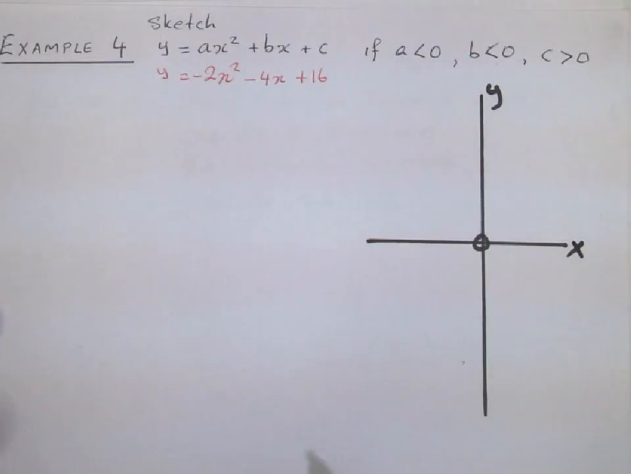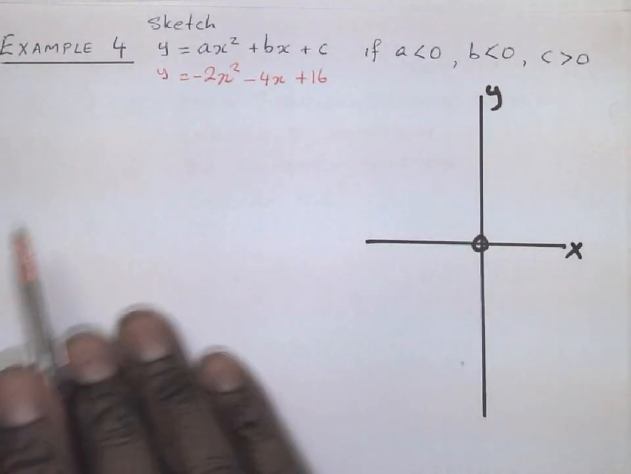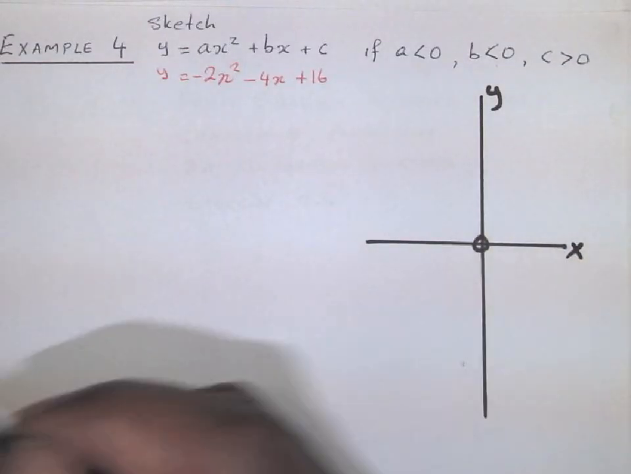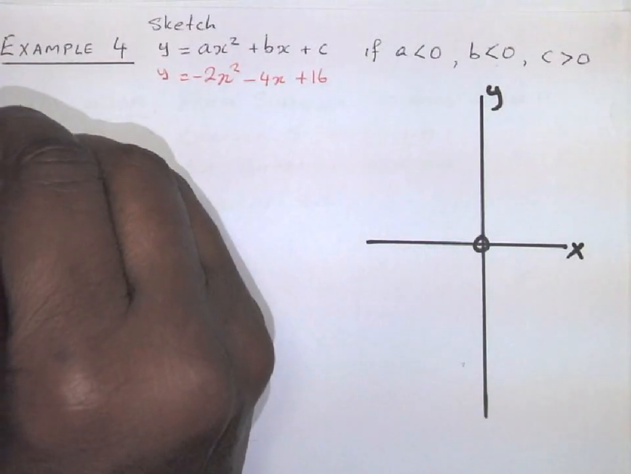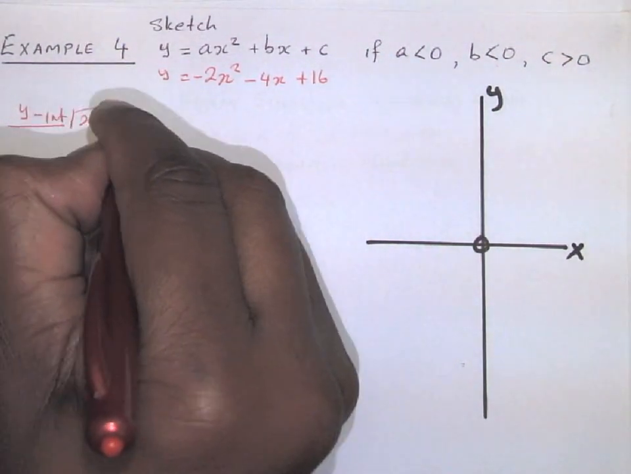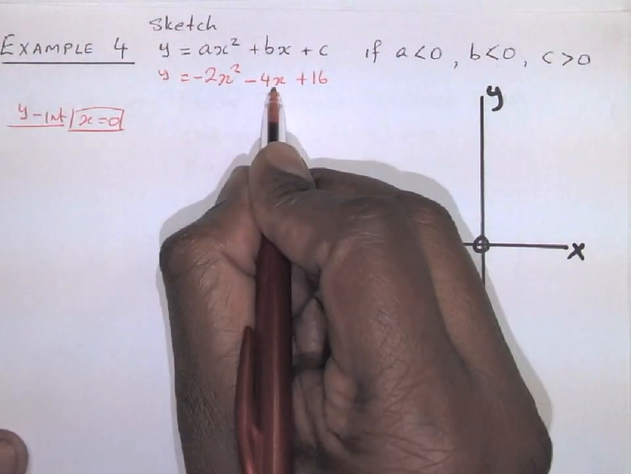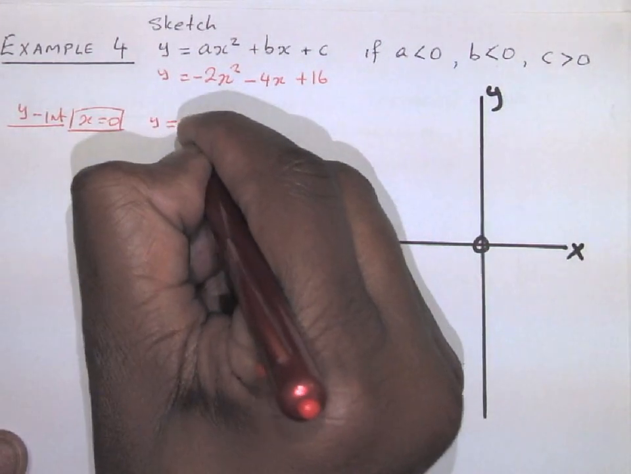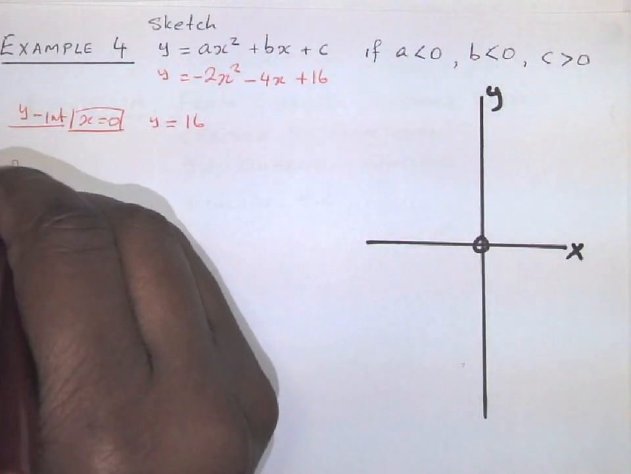So we can draw this graph because we know that when you draw this graph, what do we need? We need the y-intercept, right? So what is the y-intercept? For our y-intercept, we make x 0. So when we put 0 there, it means y is equal to 16.